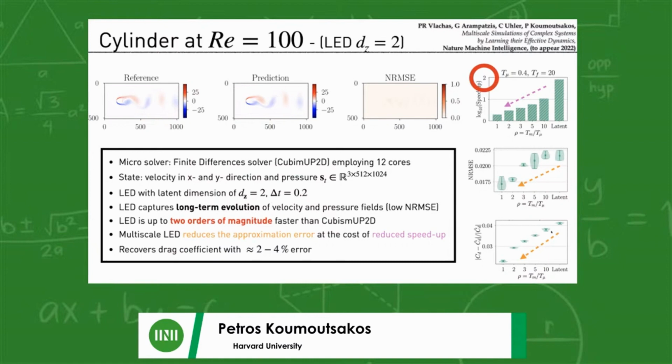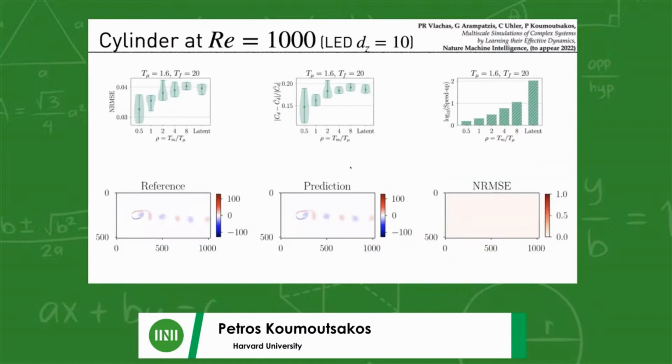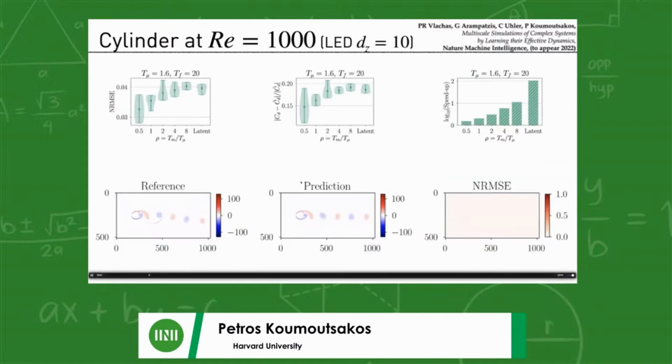I think the natural question is, how about Reynolds number of 1,000? So we asked Reynolds number of 1,000 to our method, and we fail. We fail in the sense that we are not able to have the same error.